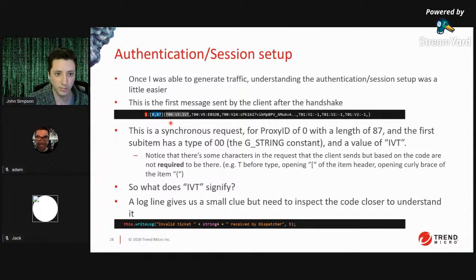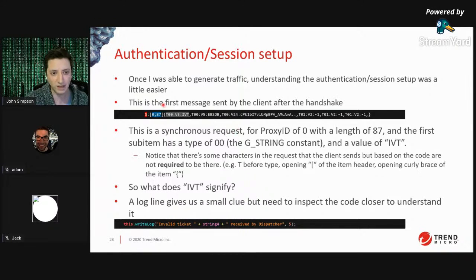And the first sub item has a type, so T00, which is that string constant, and a value of IVT. So it's basically, okay, first sub item is a string that's IVT. Now, you'll notice that there's some characters in the request that the client sends, but based on the code are not required to be there. So if you notice when we were fleshing out the structure, there were a lot of places where we said, oh, this could be any character. And it's true, the server actually doesn't care that you have these nice enclosing braces here. It just wants that closing one. And it doesn't care if you use curly braces here at all at the start and the beginning of the items. You can literally put anything there and it could not care less.